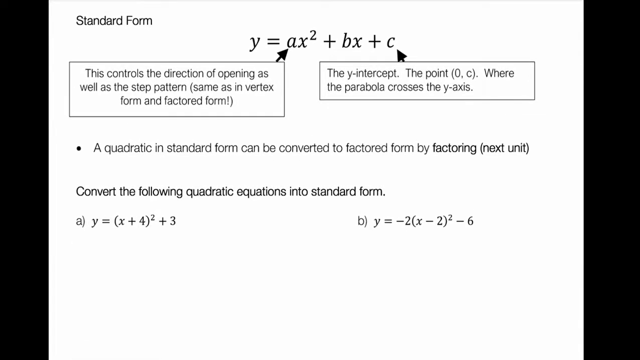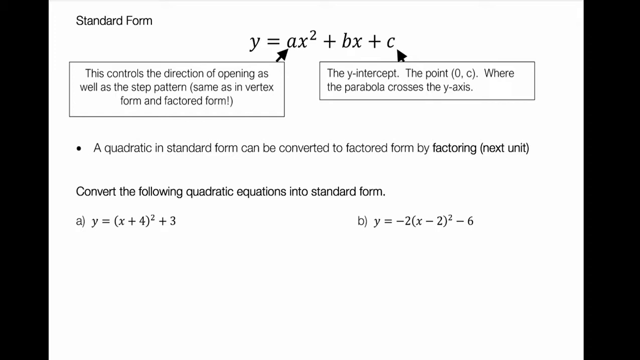Our final form that we're going to look at is standard form. And standard form only gives us two pieces of information. Starting off, standard form is in the form y equals ax squared plus bx plus c. The a value, again, tells us the same thing as what we've looked at in the past. It tells us the direction of the opening as well as the step pattern. The only other piece of information the standard form gives us is our c value, which is the y-intercept, or basically the point (0, c), where the parabola crosses the y-axis.